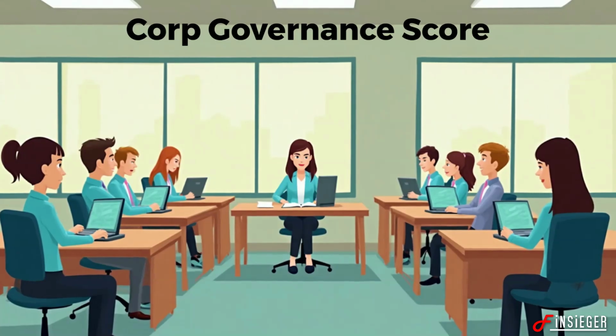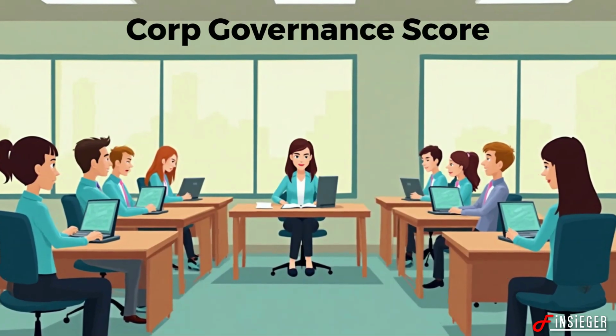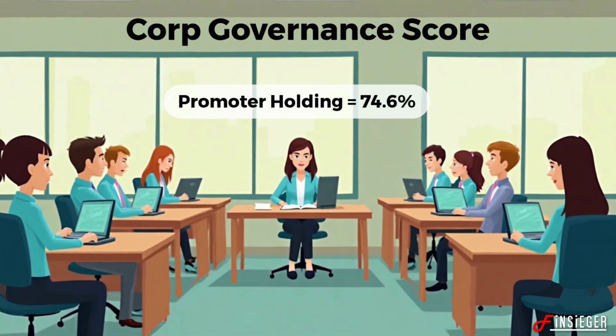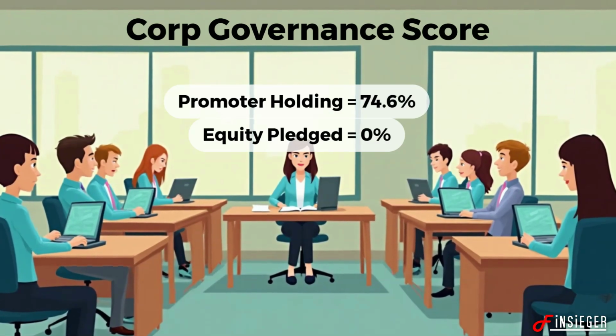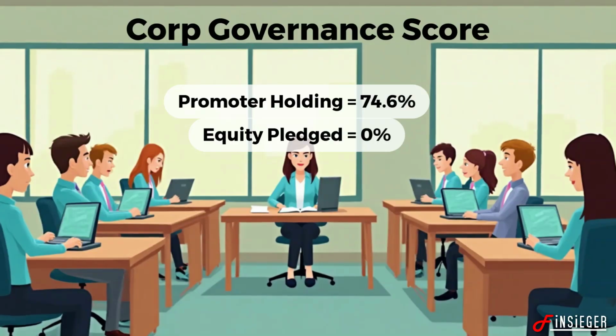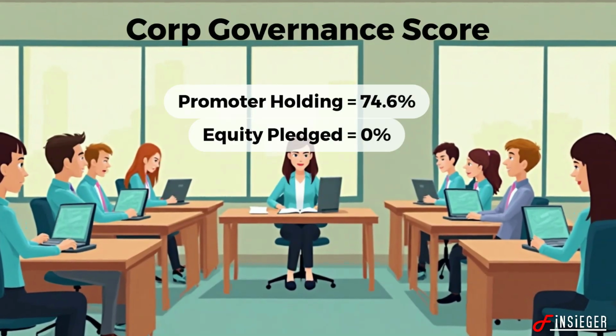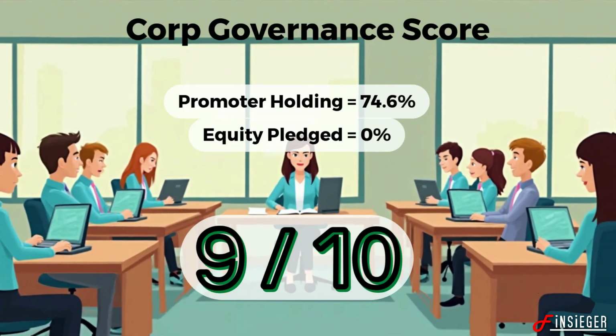In terms of governance, promoter holding and pledge percentage are very important. Here we have no problem as Dmart has promoter holding around 75% and there are no shares pledged. So in the case of governance, Dmart gets 9 out of a possible 10.